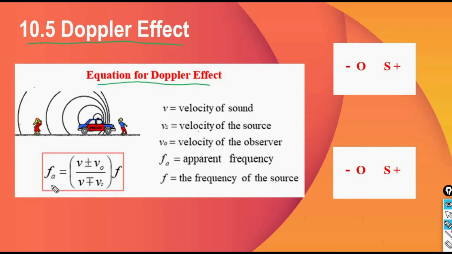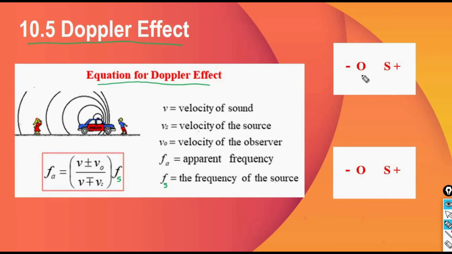For 10.5, Doppler effect, you will use the equation for Doppler effect. The equation is given by Fa equals (V plus or minus V naught) over (V minus or plus Vs) times Fs. Fa is the apparent frequency, the frequency heard by the observer, V is the velocity of sound, V naught is the velocity of the observer, Vs is the velocity of the source, and Fs is the frequency of the source.